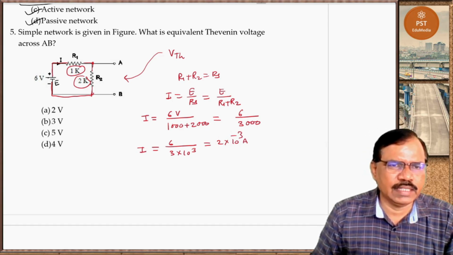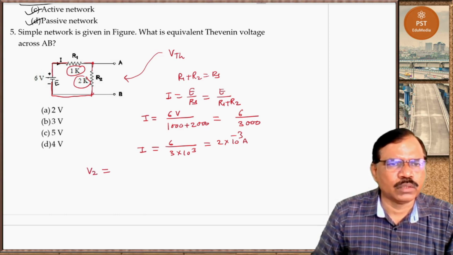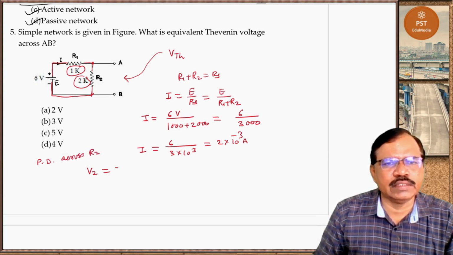So what is the potential difference across R2? So V2. The potential difference across R2, V2, is I into R2. So I means 2 into 10 raised to minus 3, into R which is 2 into 10 raised to 3. So it is 4 volt.